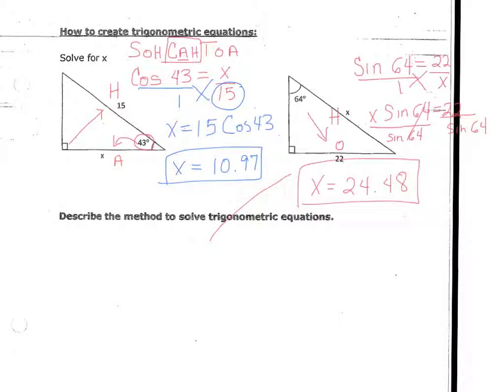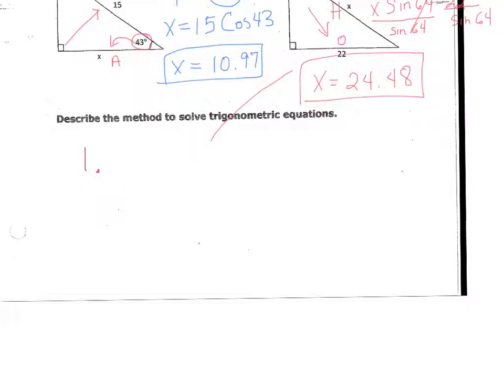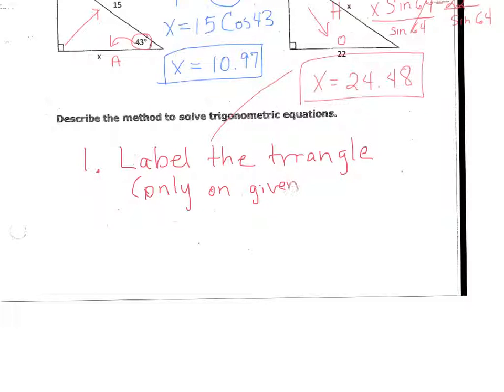So now you have a second worksheet. Okay, so first, step number 1, to describe the method. What do we do? Label the triangle. I'm going to put in parentheses: only on given sides. Okay? Do not label sides they're not given measurements for. So only the ones that are given with numbers.